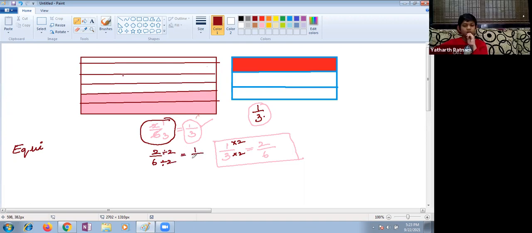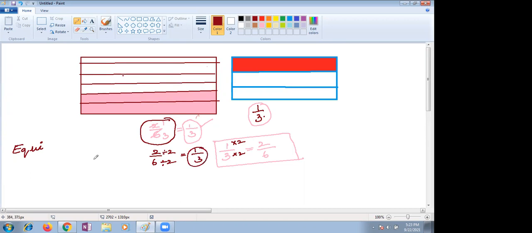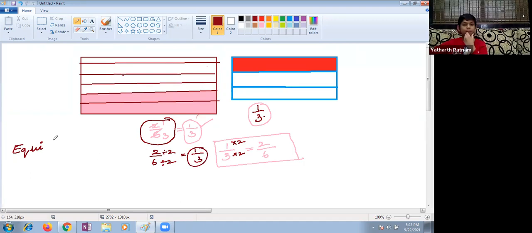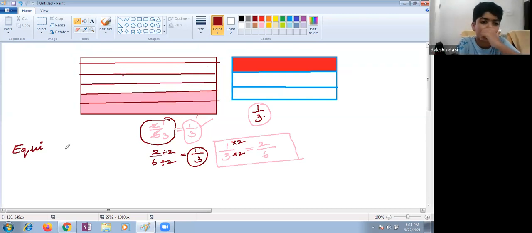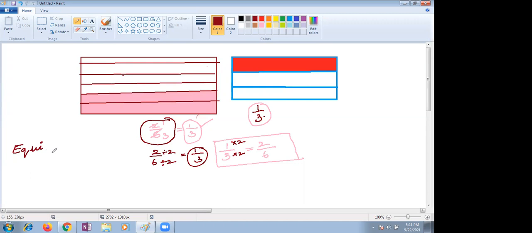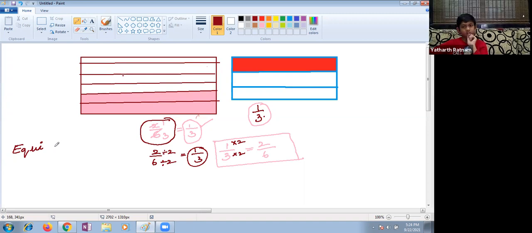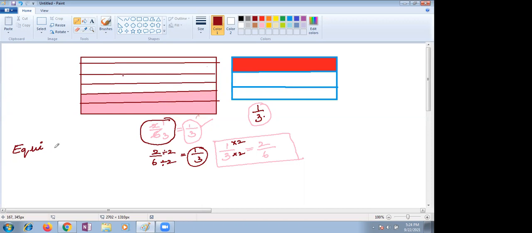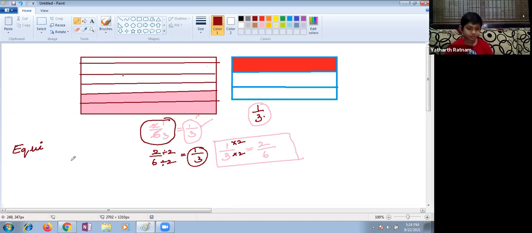2 ones are 2, 2 threes are 6. Both numerator and denominator we should divide. Very good, Nana. That is a very important point. Equivalent fractions we will get by multiplying numerator and denominator with the same number. Not only multiplying, by doing division also we will get equivalent fractions. That's the point. Please remember, Nana.